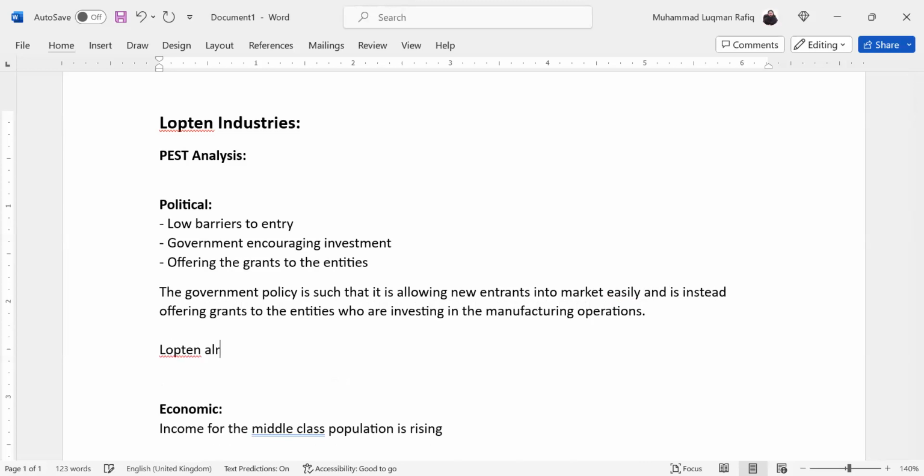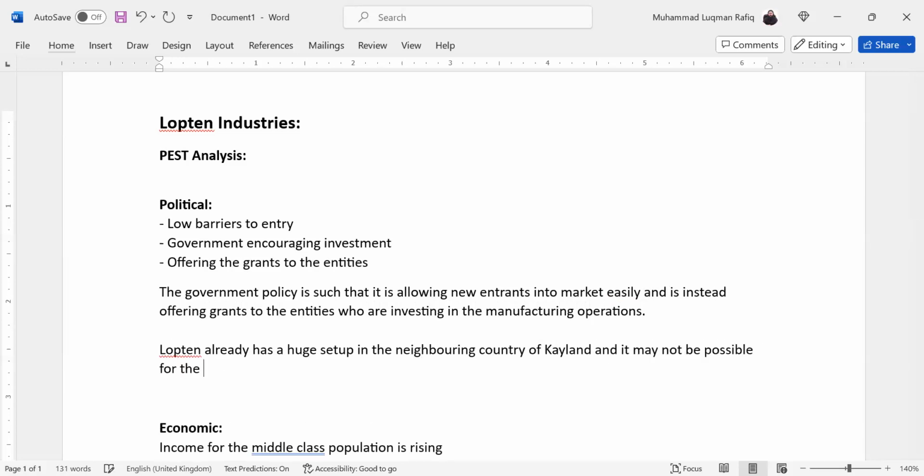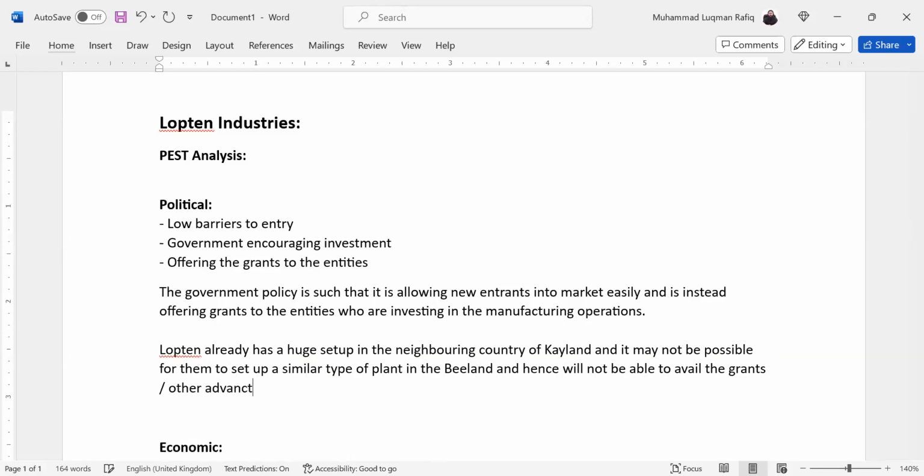Lupton already has a huge setup in the neighboring country of Kayland, and it may not be possible for them to set up a similar plant in B land, and hence they will not be able to avail the grants and other advantages that the competitors may be able to avail or afford.